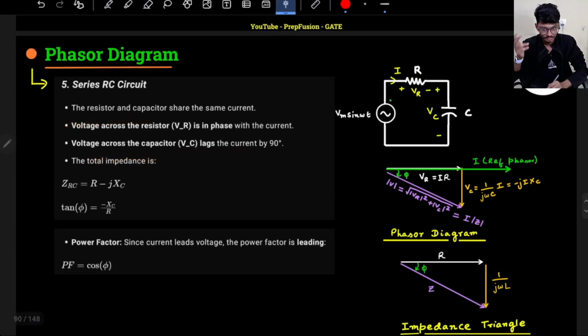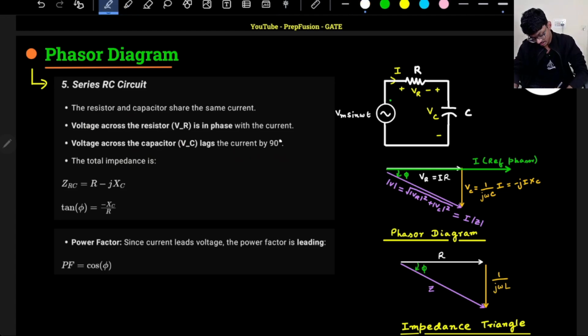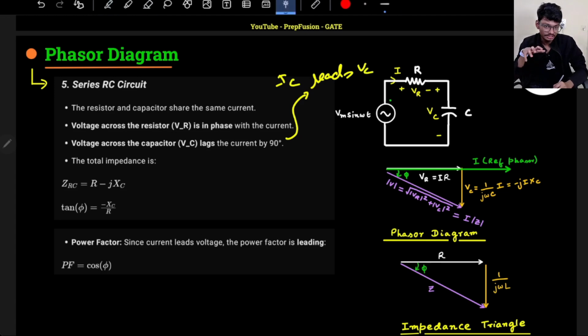Resistor and capacitor share the same current. It is a series circuit. Voltage across the resistor will be in phase with the current. Voltage across the capacitor lags the current by 90, or I can say current leads the capacitor voltage by 90. So IC leads VC. So it basically acts as a leading circuit. Why? Because of the capacitance. Previously I had inductance, that's why it was acting like a lagging circuit. That is the difference between a capacitance and an inductance.